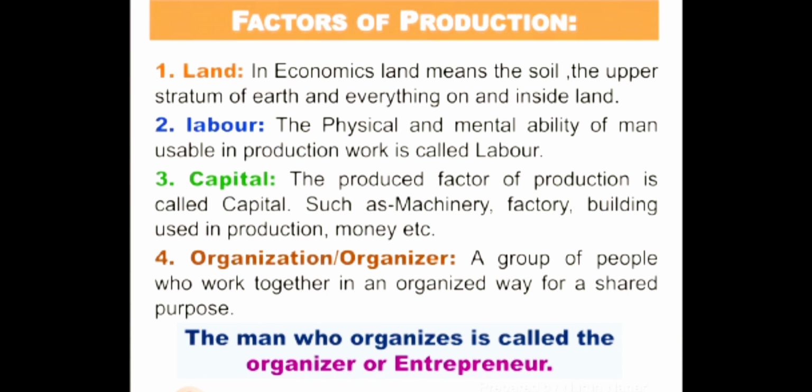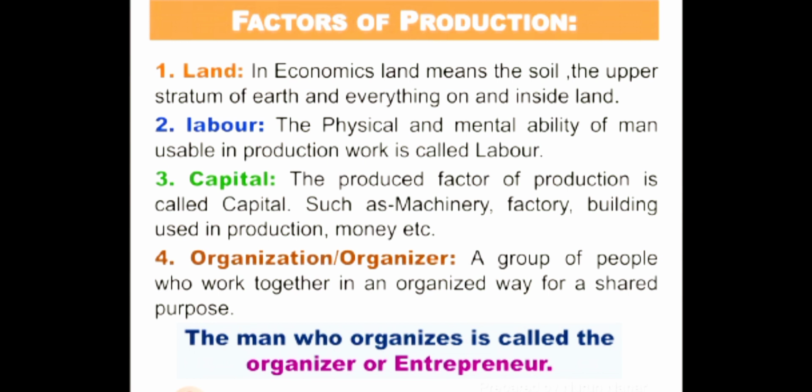The second factor of production is labor. The physical and mental ability of man usable in production work is called labor. We can explain that if a person works for 5 hours or 8 hours in exchange of money or wage, we can call it labor, and the person will be called a laborer.